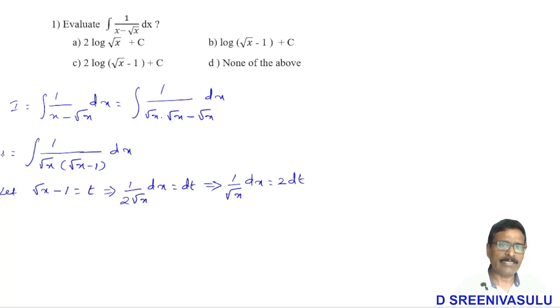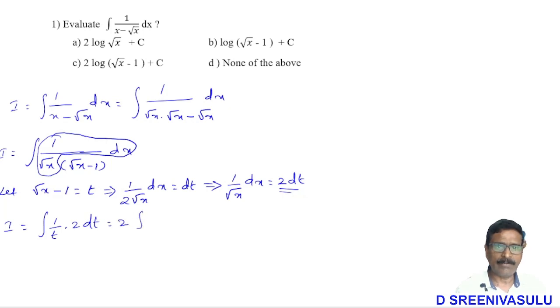Now this integral I is equal to the integral of 1 by root x and dx. This entire term we will write as 2 dt. This is 1 by t into 2 dt, which is equal to, take 2 outside, the integral of 1 by t dt. What is the integral of 1 by t? This is 2 log mod t plus c.